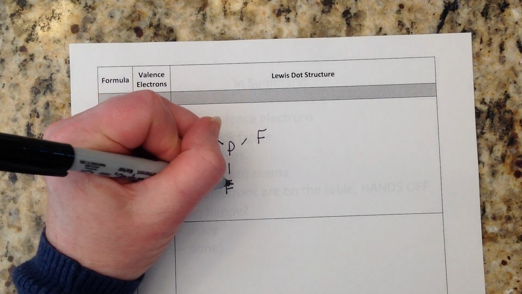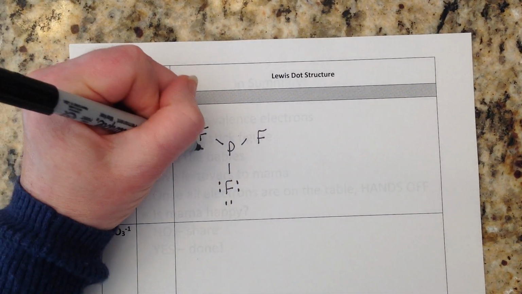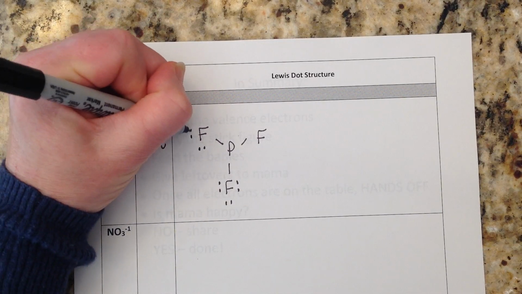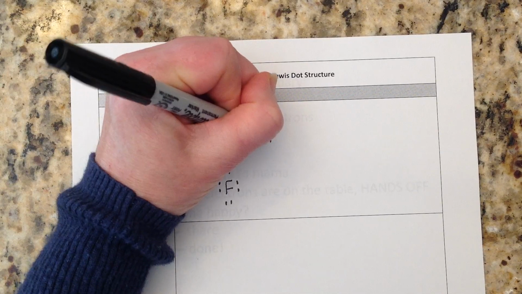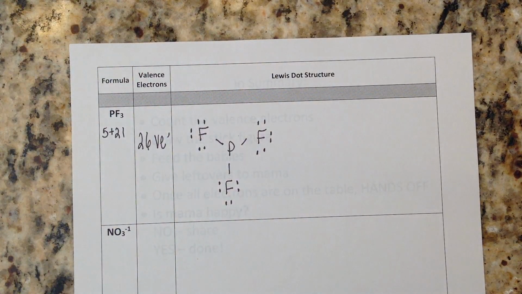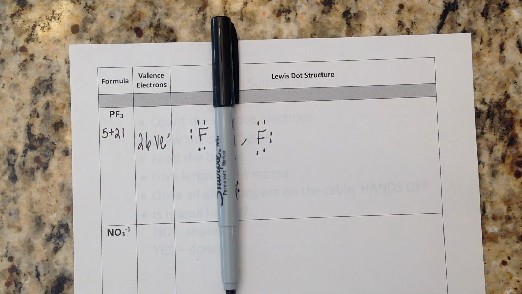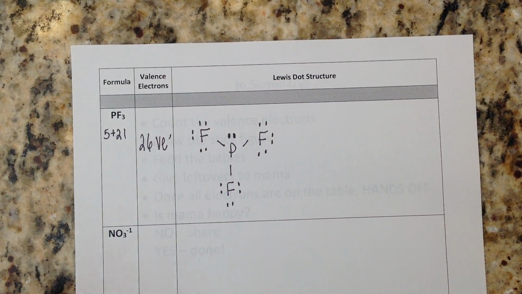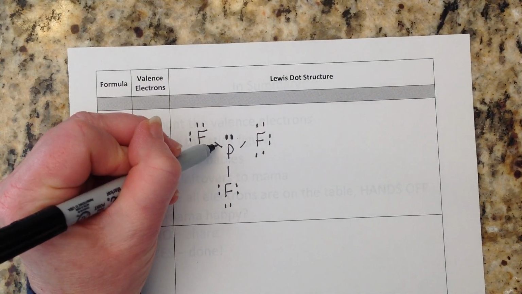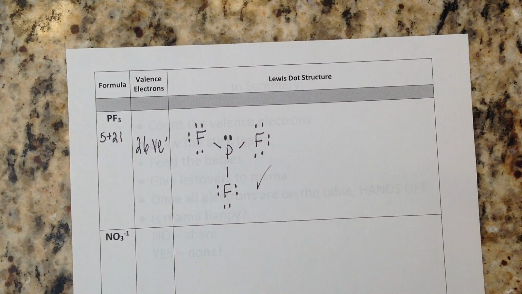It's time to add electrons to the outer atoms. I'm going to start counting at 7. 7, 8, 9, 10, 11, 12, 13, 14, 15, 16, 17, 18, 19, 20, 21, 22, 23, 24. I've got leftovers. 25, 26, hands off. Right after hands off, ask yourself, is Mama happy? Is that central atom happy? And she is, because she's got 2, 4, 6, 8 electrons, and we're good, and we have a lone pair.